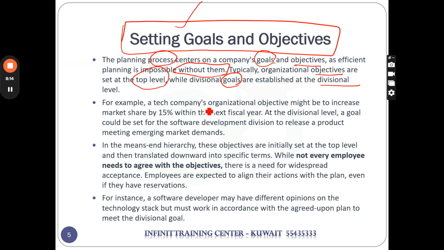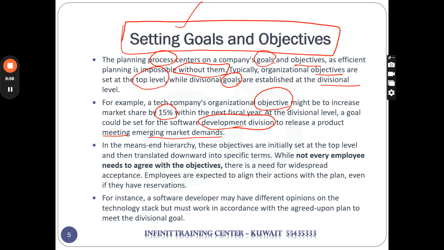Here we have an example. A tech company's organizational objective is to increase market share by 15%. That is for the company as a whole. But at the divisional level, a goal should be set for the software development division to release a product meeting emerging market demands. So that is their goal, but the company's overall objective is to increase the market share by 15%.